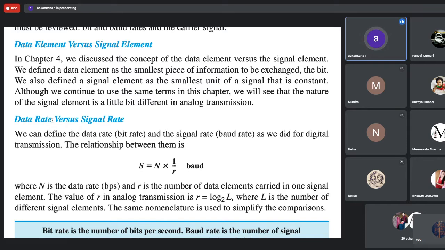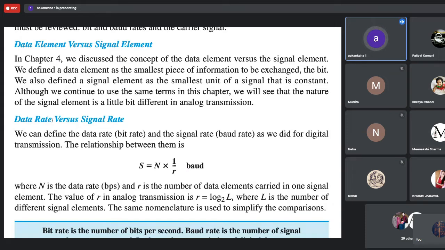So if one cycle of sine wave is carrying 2 bits, like suppose our representation is that a positive cycle of sine wave is representing 1 and negative cycle is representing 0, or reverse, 0 is being represented by the positive sine wave and negative sine wave cycle is represented by 1. In that case, my one signal element, one cycle of sine wave, is representing 2 bits. So R is equal to 2. And you know the data rate, that is N, that is bits per second. So how many bits per second are being transmitted?